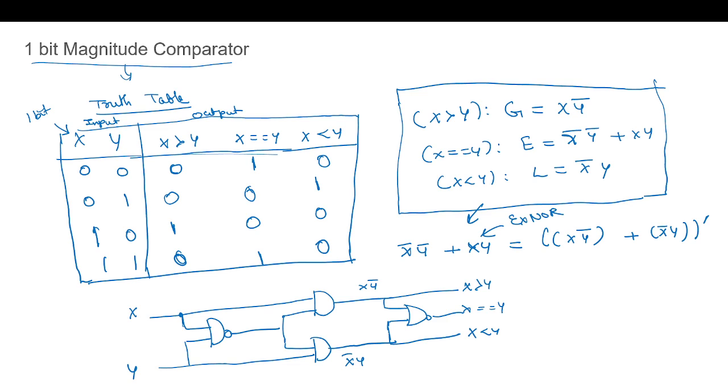Okay. So now with this we will go to the 2-bit comparator. Consider x to be 2 bits, so x1, x0, and y also to be a 2-bit number, y1, y0.